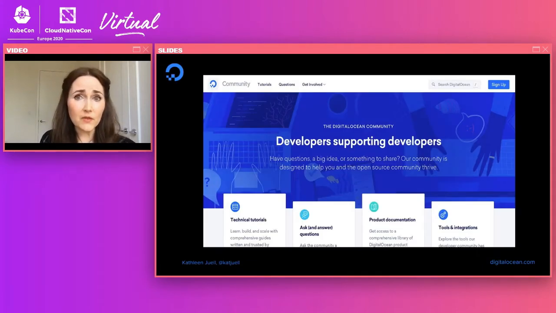Some of you may be familiar with the community platform already. We have a wide range of tutorials, questions, answers, and developer tools that are designed to spread awareness and knowledge of open source technologies.